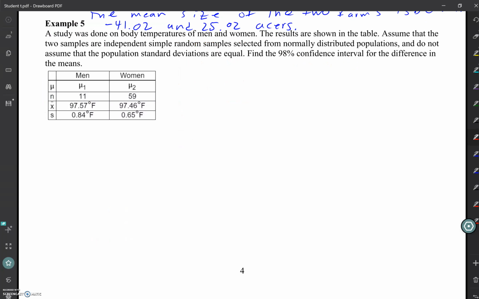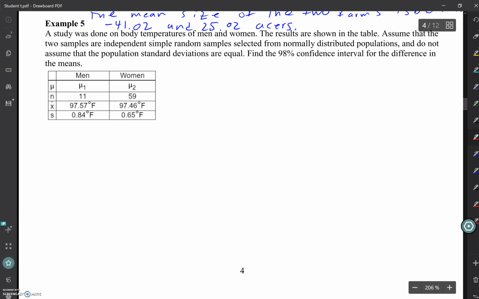Body temperatures of men and women. The results are shown in the table. Assume that the 2 samples are independent samples selected from a normal distribution population, and do not assume the population standard deviations are equal. Find a 98% confidence interval for the difference in the means. All right. They've already summarized everything for me. All I need to say is that the confidence level is 0.98.